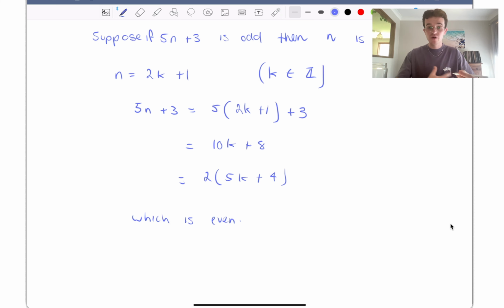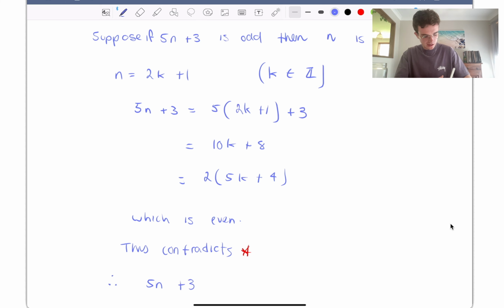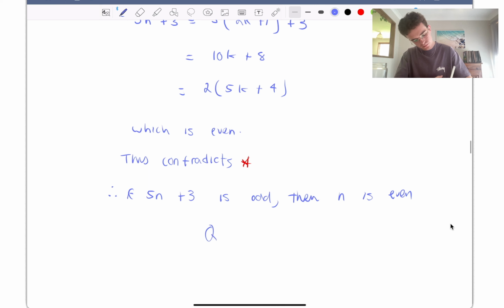That's a problem there. That contradicts our assumption. We might put an asterisk up here. This contradicts our asterisk. So therefore, if 5n plus 3 is odd, then n is even. Right, and that is the lovely proof by contradiction. Thank you.